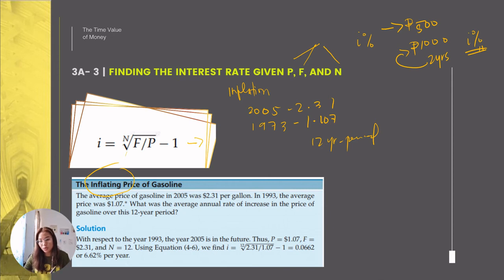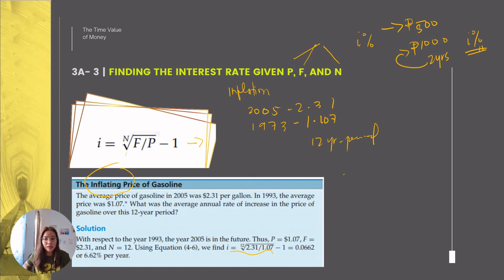Basically, ang solution with respect to the year 1993 and year 2005, in the future, i-apply lang nato ang atong formula. I'm not going to write it kay dali siya. So, 12 na year, ang atong ipangita, and the 2.31 in 2005 and the 1.07 in 1973. So, minus 1, we have 0.0662. Okay? So, 6.62% per year.